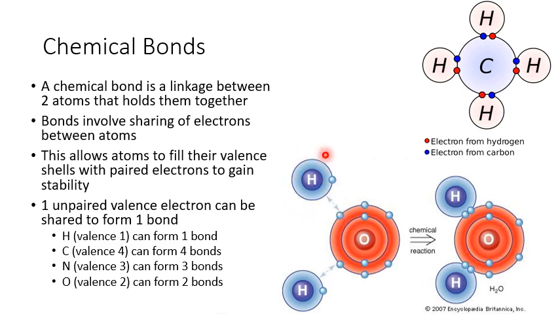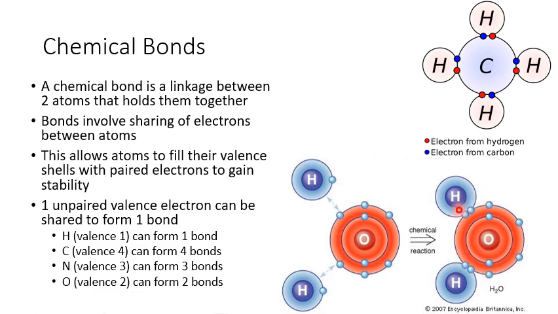Then hydrogen, of course, has just its 1 electron, so it has a valence of 1. When hydrogen is coming in to form a bond with this oxygen, it's going to end up sharing its electron with the unpaired electron that oxygen has here, so that those 2 electrons can come together and make a pair.